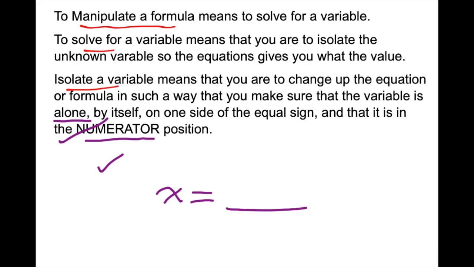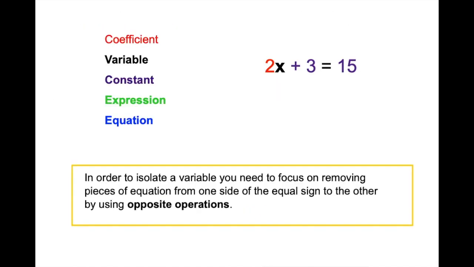But we need some vocabulary. So let's do that now. Here we have an example. 2x plus 3 equals 15. Now I've color coordinated what it means. These 5 different words will help us understand an equation or formula.